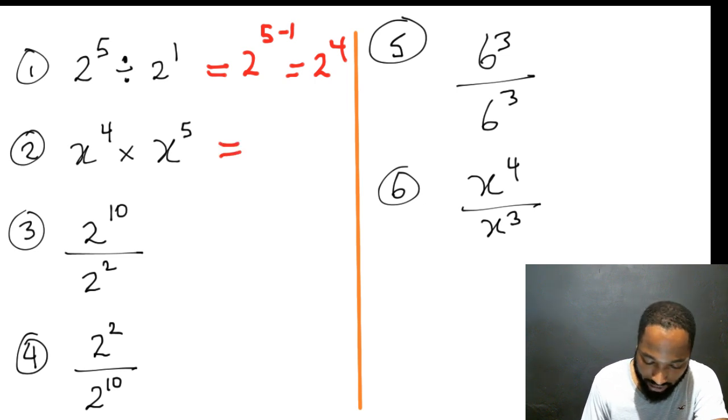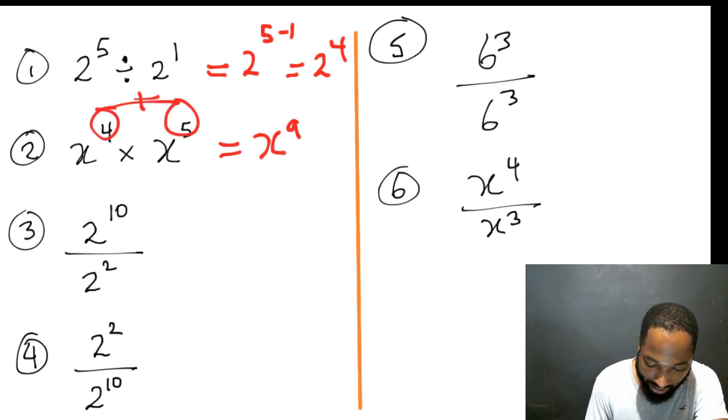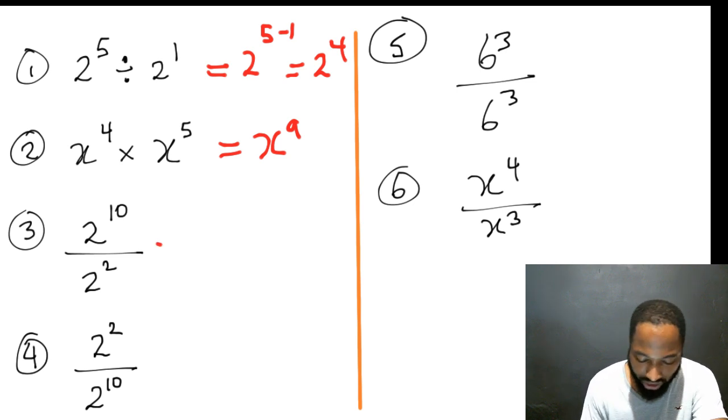Number 2, everybody's saying x to the power of 9, which is correct. So I'll just put the answer this time, but you know you're adding these two powers together, right? You need that line. I didn't put the line in between. This one, number 3, very good.